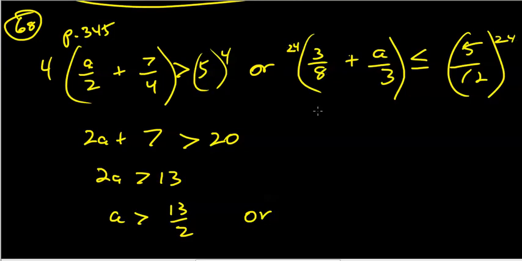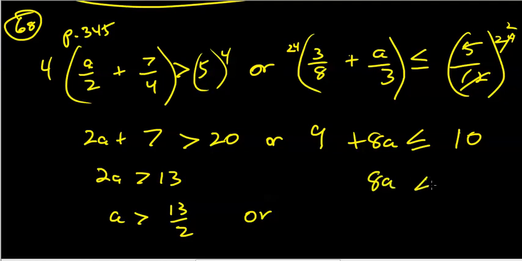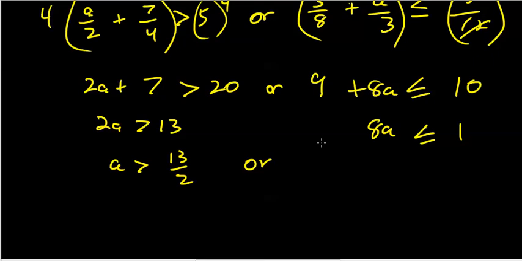8 goes into 24 3 times, and 3 times 3 is 9. 24 times a over 3: 3 goes into 24 8 times, and 8 times a is 8a. And of course 12 goes into 24 twice, and 2 times 5 is 10 on the right. Alright, I'll subtract 9 from both sides. Again, I'm leaving the arrow alone. I get 8a is less than or equal to 1. And if I divide both sides by 8, I get a is less than or equal to 1/8.